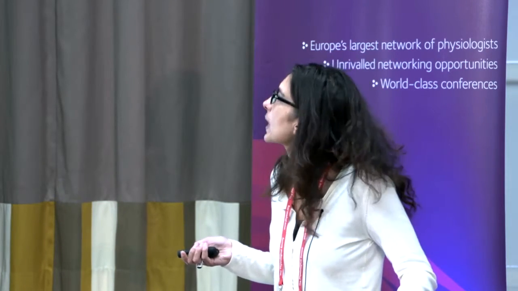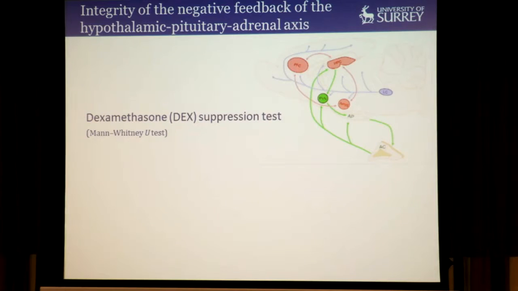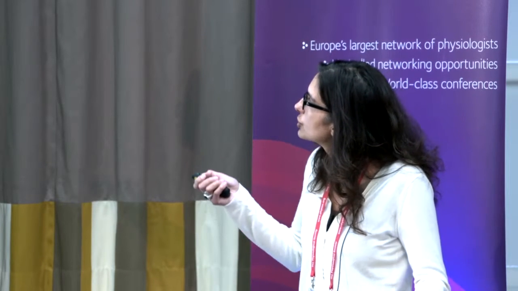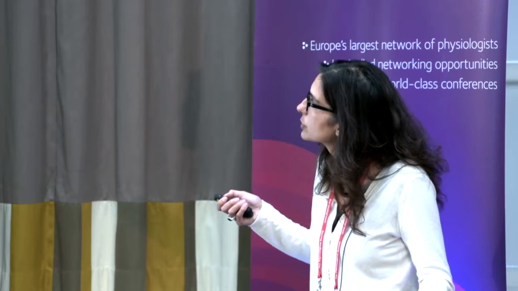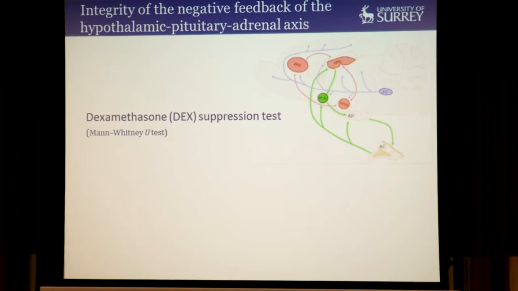And finally, if you want to assess the stress axis, the hypothalamic pituitary adrenal cortex axis is responsible for our neuroendocrine response to stress. And this stress response is stopped by a negative feedback loop. In depressed patients, it has been shown that you have an increased release of cortisol, so an increased release of glucocorticoid, which is due to an impairment of this negative feedback loop, and this can be shown using the dexamethasone suppression test.